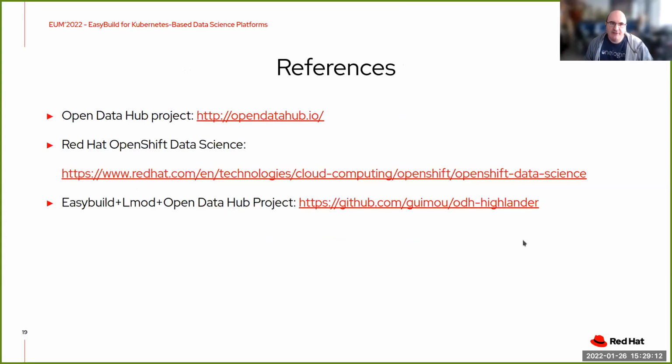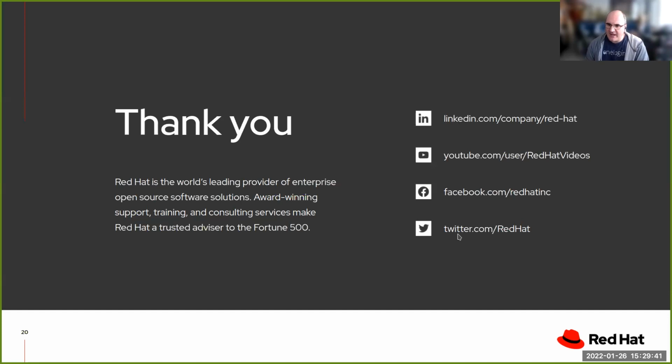To finish, I've added a few references to Open Data Hub, Red Hat OpenShift Data Science. The project that is right now on my repo is called ODH Highlander. Why Highlander? For the older of us, you know, at the end there can only be one. The goal being having only one base notebook image and then loading everything dynamically instead of having those many images to handle. And that's it for the presentation.